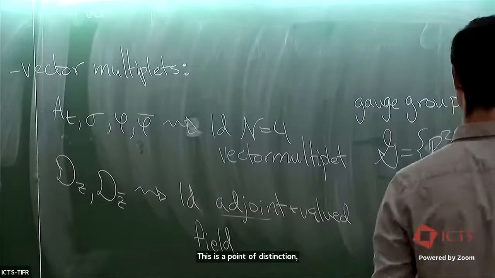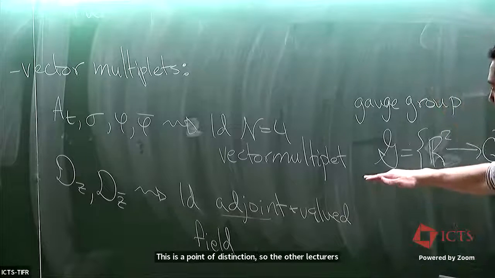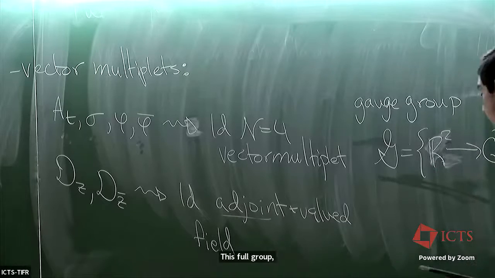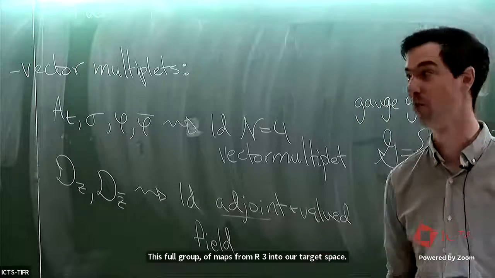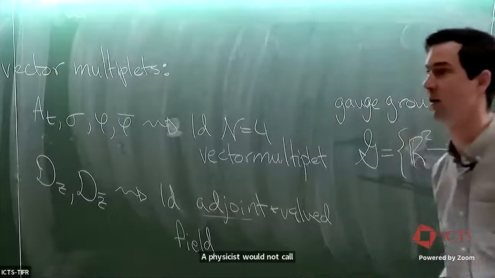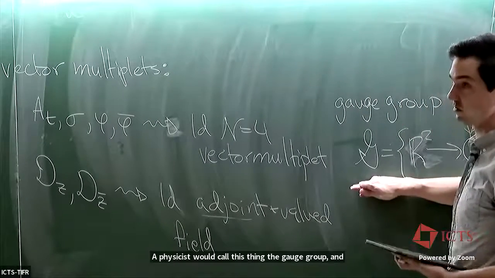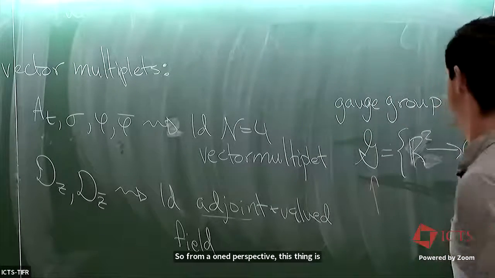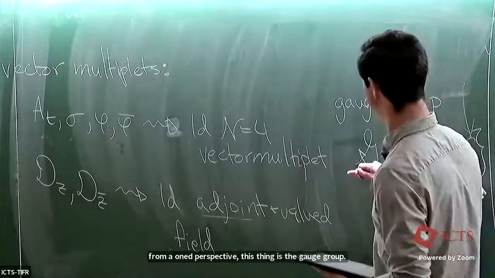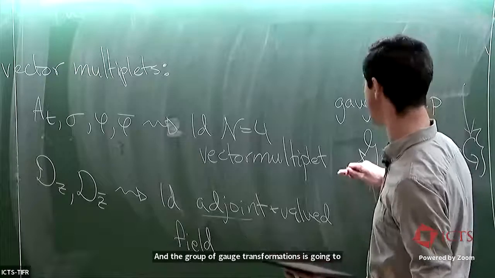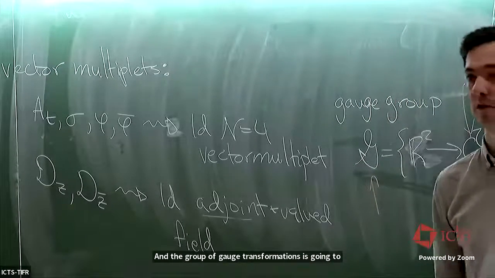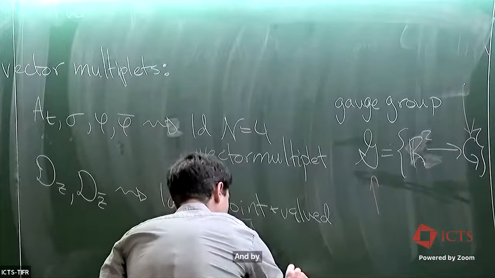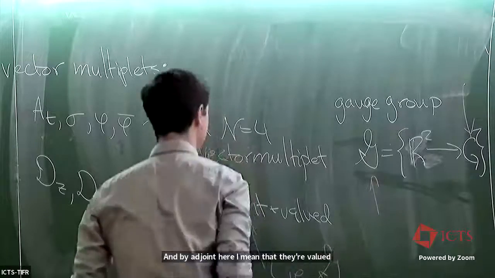Some of the other lecturers have been calling the gauge group this full group of maps from R3 into our target space. A physicist would not call that the gauge group. A physicist would call this thing the gauge group, and they would call this the group of gauge transformations. So from a 1D perspective, this thing is the gauge group. And the group of gauge transformations is going to roughly be maps from R_t into this calligraphic G. And by adjoint here, I mean that they're valued in the Lie algebra of this calligraphic G.